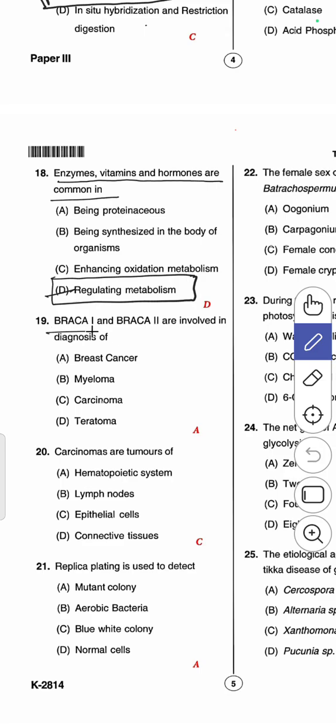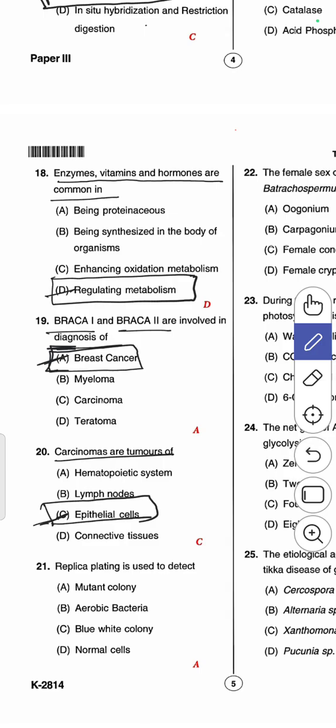Then BRCA1 and BRCA2 are involved in diagnosis of breast cancer. Breast cancer is named by BRCA1 and 2. So it is mainly associated with breast cancer. A is the right answer. Then carcinomas are tumors of. A carcinoma is a tumor found in epithelial cells. So C is the right answer.